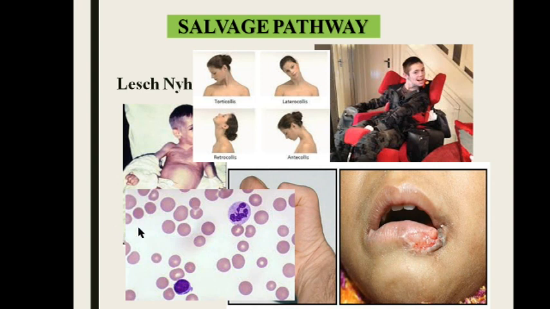And even if you supplement folic acid in this kind of patient, it is not going to be treatable, because the main defect is the HGPRT enzyme. So the patient will present with megaloblastic anemia secondary to the increased utilization of folic acid, resulting in a partial deficiency of folic acid. So this is about the clinical manifestations of Lesch-Nyhan syndrome.